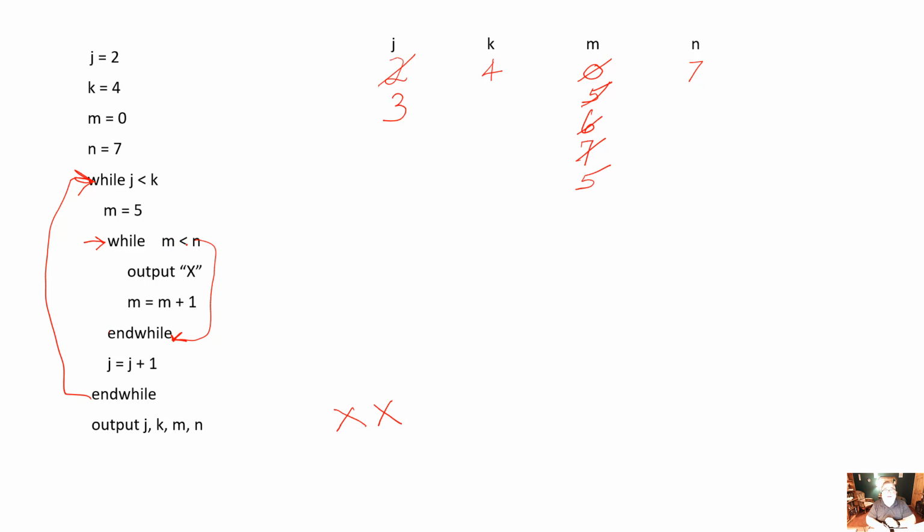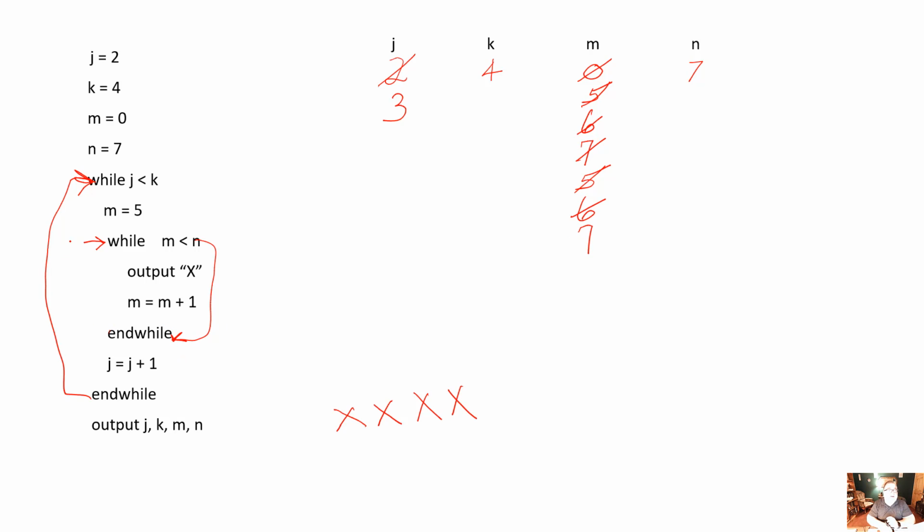While M is less than N. Well, yep, 5 is less than 7. Output X. Okay. M is M plus 1, so this becomes 6. Okay, we hit the end while. We go back up. While M is less than N, 6 is less than 7. So this is true. Output X. M is M plus 1, and that becomes 7.